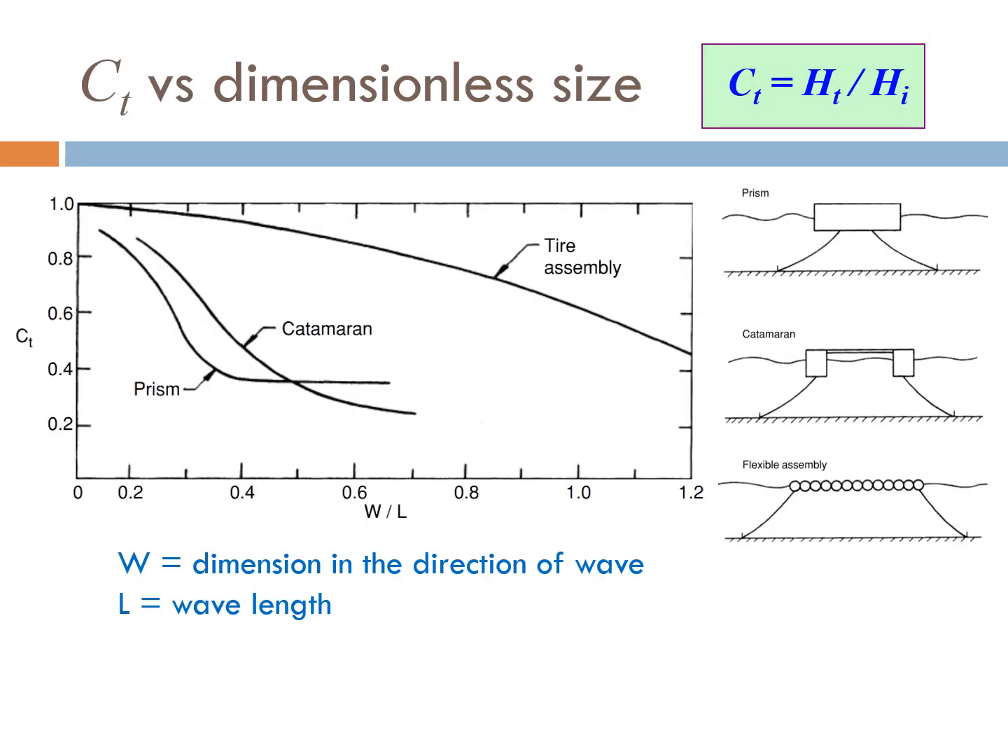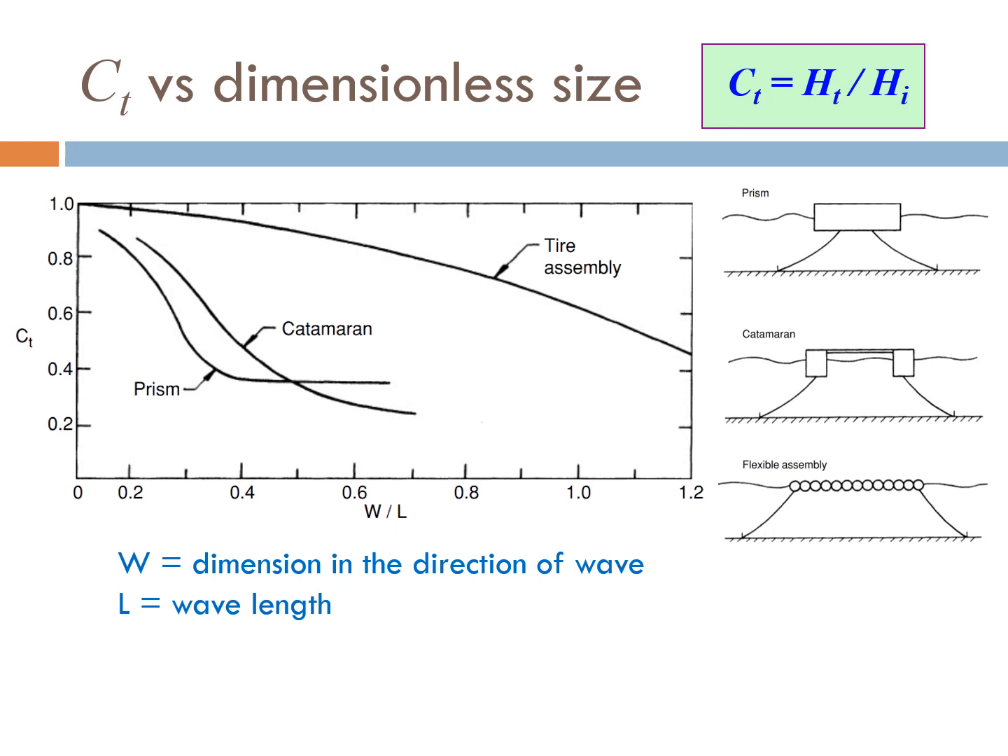This slide here shows examples of some simple breakwaters, which include prism type, catamaran type, or floating flexible assembly. The plot shows the transmission coefficient of these different types of floating breakwater, whereby the transmission coefficient is plotted as a function of the ratio W over L, W being the dimension of the structure in the direction of the wave, and L is the wavelength.